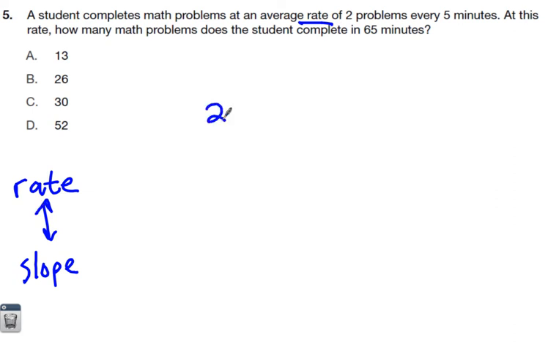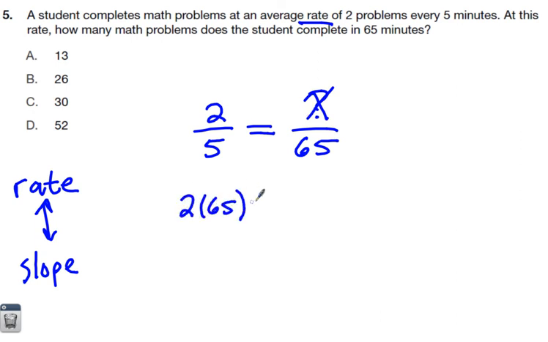So 2 problems every 5 minutes. It's almost like they're trying to say, that fraction of 2 over 5, what would be the value over 65 minutes? Which essentially makes something called a proportion, and we can even say that this is just x, and we can solve for x, and cross multiplying gives us 2 times 65 equals 5 times x. 2 times 65 is 130, I believe.